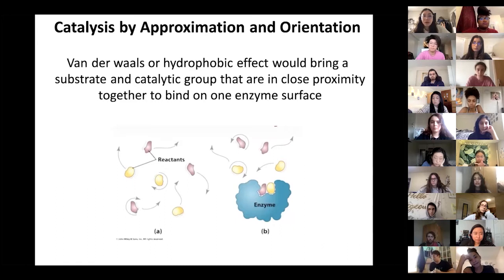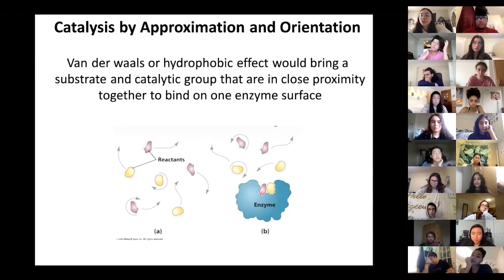And then the fourth and final type of catalysis we're looking at is catalysis by approximation and orientation. Many reactions require two substrates, so the rate of these reactions could be considerably enhanced by bringing the two substrates closer together in proximity and in the proper orientation on a single binding surface of an enzyme. And active sites essentially provide a microenvironment that brings these substrates close enough together so that collisions occur.